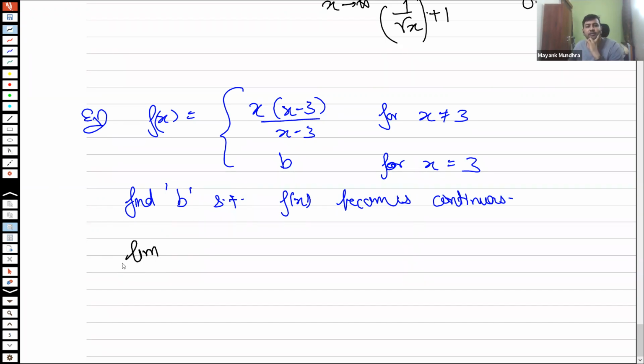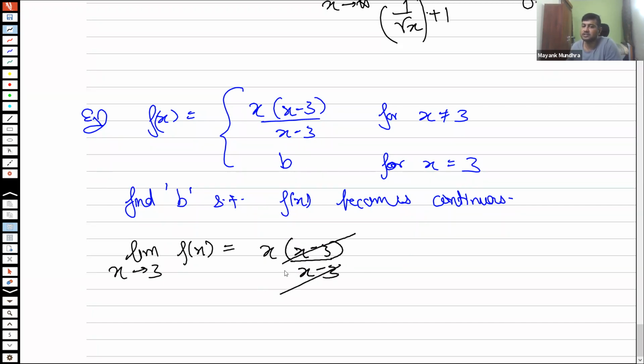So you have to find limit x tending to 3 of f of x. What happens to this thing as x tends to 3? As x tends to 3, x minus 3 upon x minus 3 will cancel out, and you'll be left with x. So these two things cancel out. This is just going to be limit x tending to 3 of x, which is equal to 3. So if b was equal to 3, then my function would have been continuous.